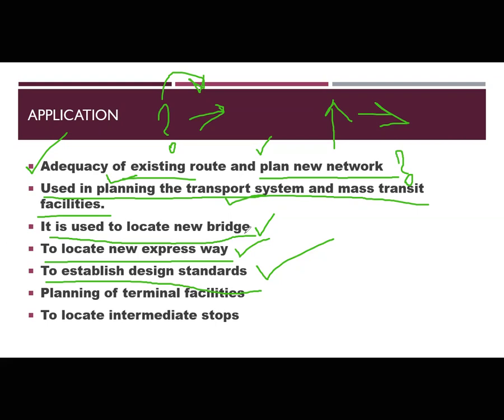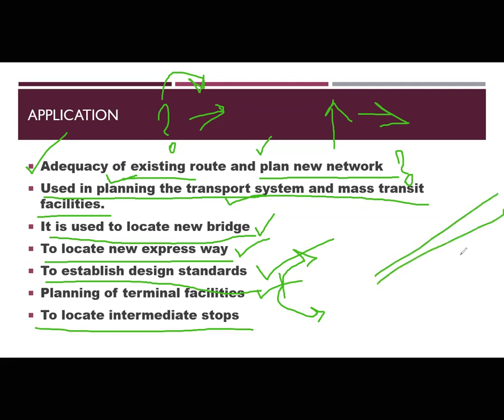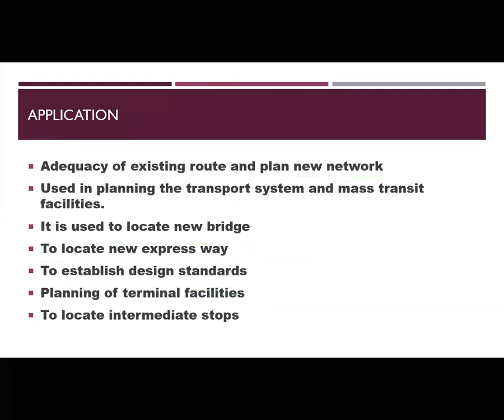Next, planning of terminal facilities. Terminal facilities must be provided, as required for moving vehicles in another direction. Also, to locate intermediate stops: if these are very busy streets which require a particular stop right there, we could provide it by a bypass, and the solution will be decided on the basis of the data.